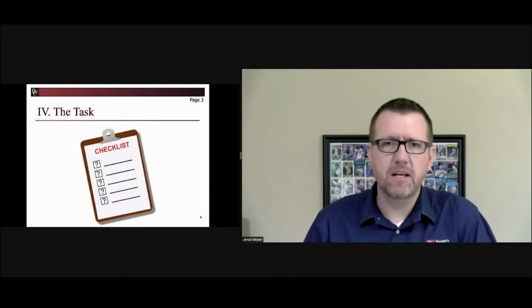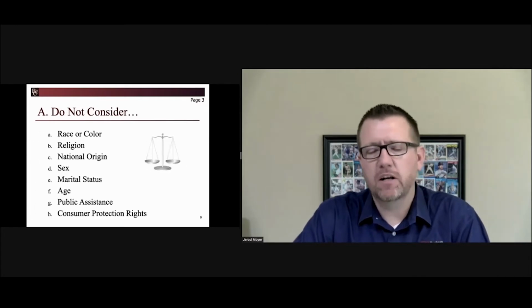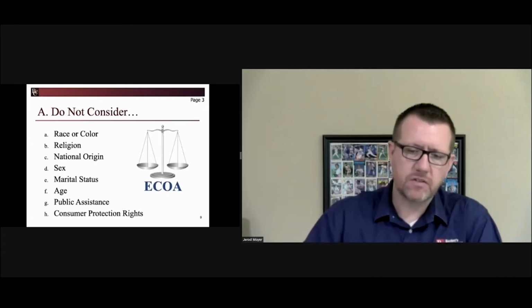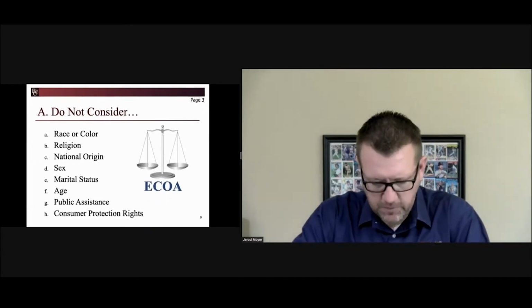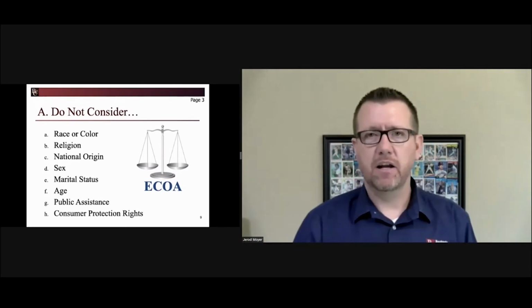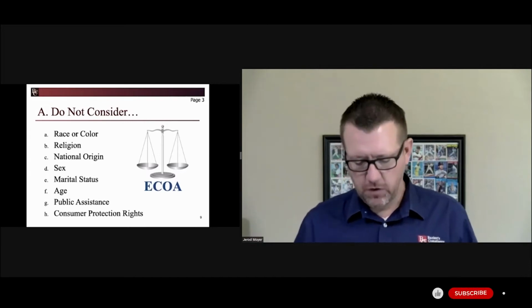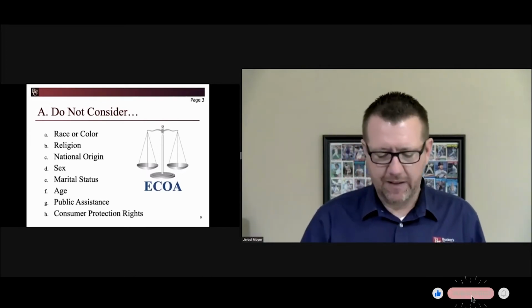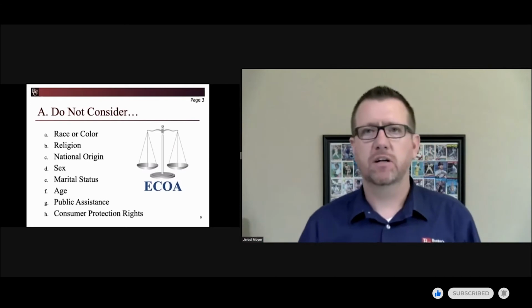Okay, the task is simply this. You are not to consider, when it comes to Reg B, that laundry list of items that you'll see on page number 3. Now, there's not a ton, there's 8. Okay, 8 listed areas that you can't go. And so what I would do is highlight, underline those words, do not consider.